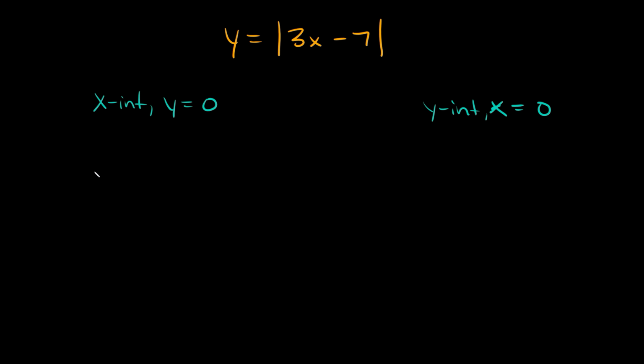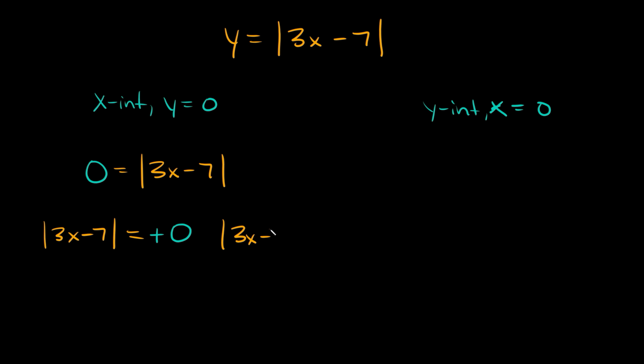So here we're going to say that 0 is equal to the absolute value of 3x minus 7. Now, in order to solve an absolute value equation, you need to split it up. So here we would say that the absolute value of 3x minus 7 is equal to +0, and the absolute value of 3x minus 7 is equal to -0. And then normally what we do from here is just solve each of these equations individually, right? So we'd basically have two answers, one for this equation and one for this equation.